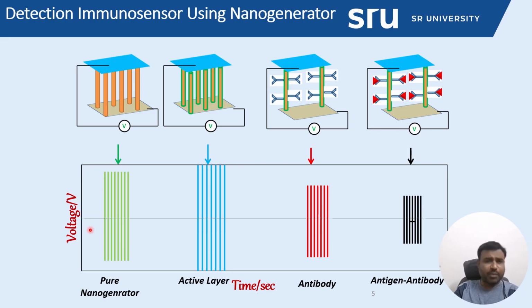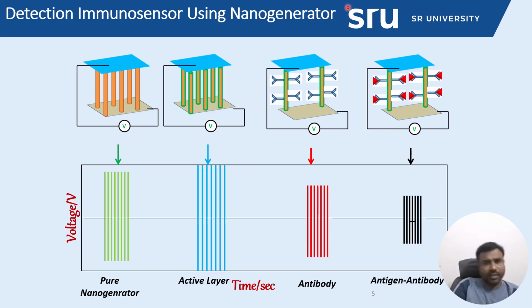This is a pure nanogenerator. It produces some form of output in the voltage. So after coating the active layer, it is our assumption that the output will increase, because if we use some conducting active layer, for example polypyrrole or polyethylene dioxythiophene, which are highly conducting polymers, or polythiophene, these conducting polymers can enhance the activity or conductivity of the zinc oxide further. So we are expecting to further improve the voltage of the device.